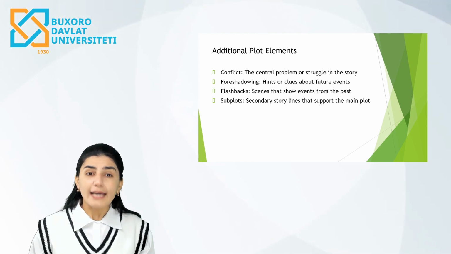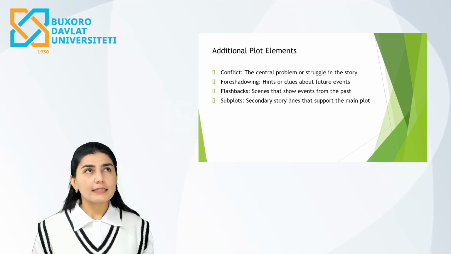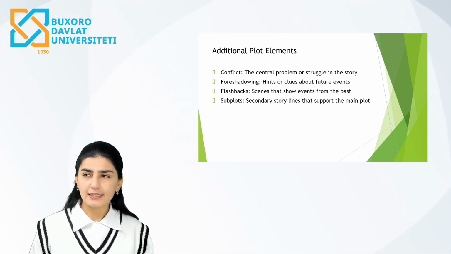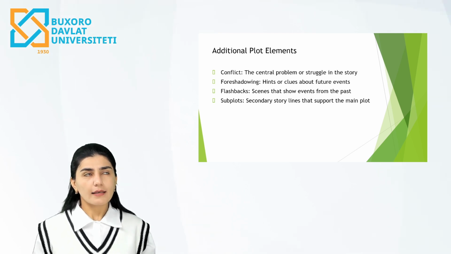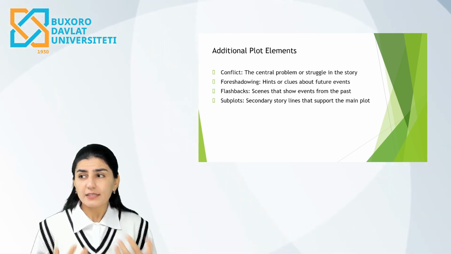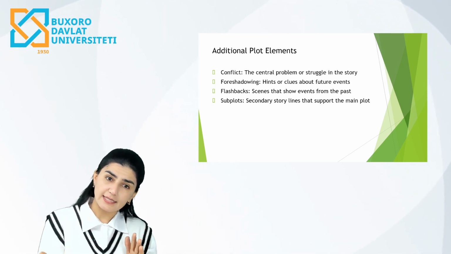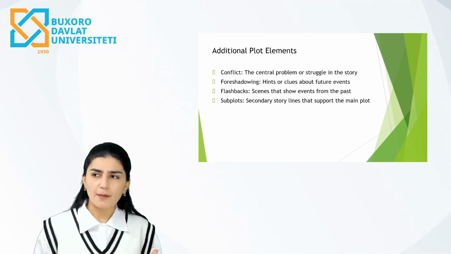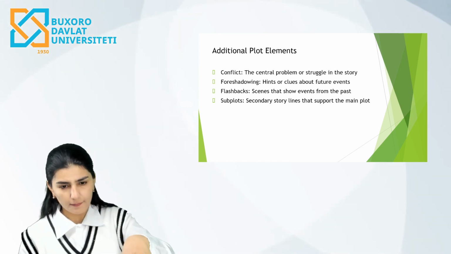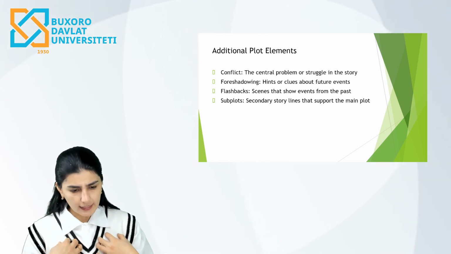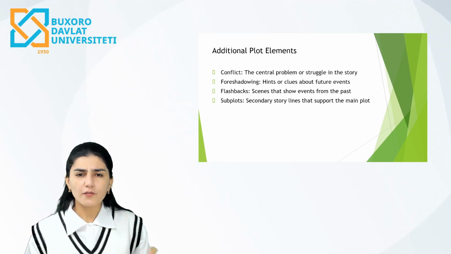What is conflict? Conflict is the central problem or struggle in the story. There are 2 main types of conflict: internal and external. Internal is a character with himself or herself. External is struggling with other sides, for example, man and another man, character and a group of people, character and society, character and nature, character and the supernatural, etc.